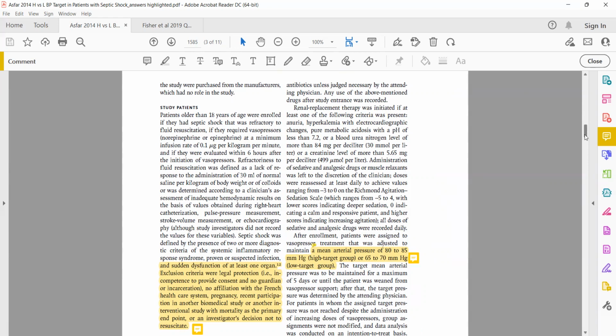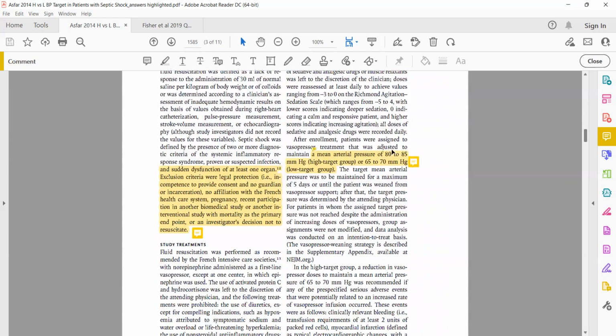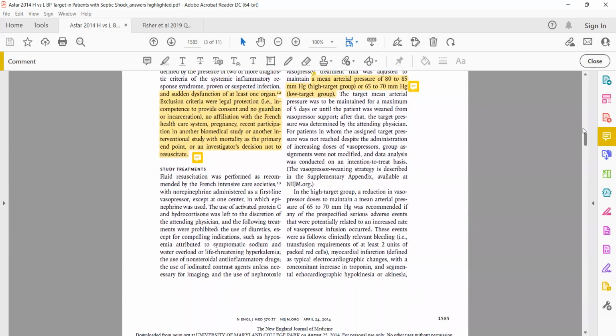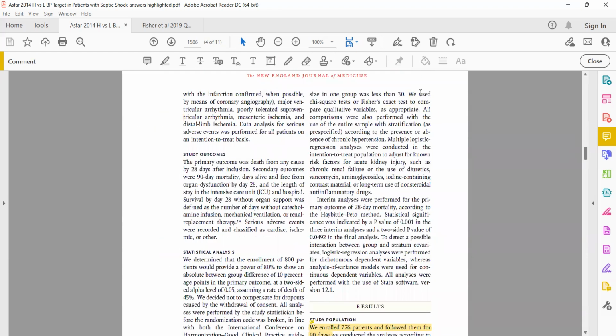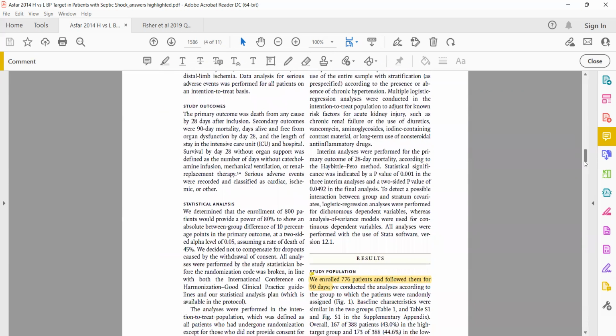And here again, they talk about the two groups. The study treatment is described in detail, the fluid resuscitation, what was in the resuscitation mechanism, what was the pressure in the high and low target group, and then what were the outcomes. And let's think about this, that they looked at 28 days and 90 days, and they're not finding much difference.